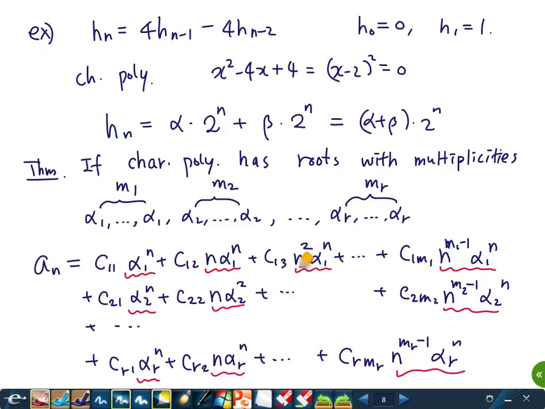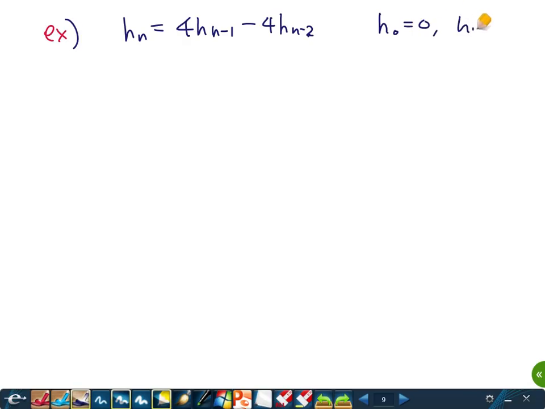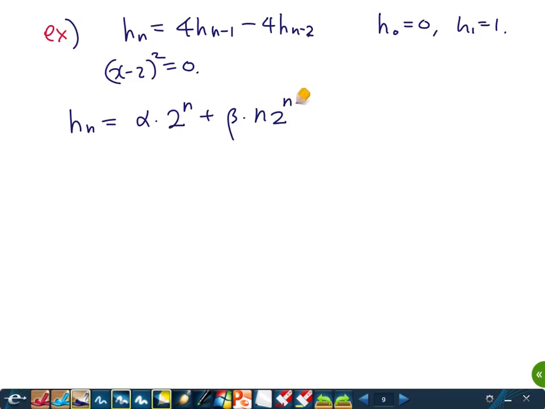So, for example, let's solve this example using the theorem here. I'm going to use the next page. So h_n equals 4h_{n-1} minus 4h_{n-2}, h0 equals 0, h1 equals 1. For the characteristic polynomial, we found the root 2 with multiplicity 2. That means we must be able to find a solution like this: alpha times 2 to the n plus beta times n times 2 to the n. We should be able to find two constants, alpha and beta. How? Just using the initial conditions.